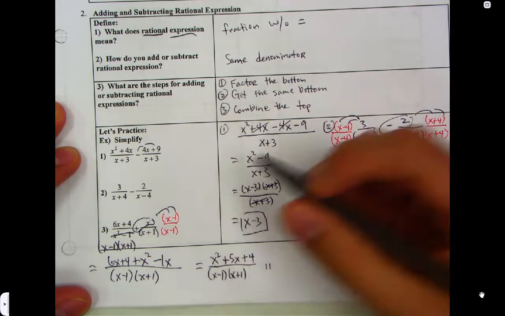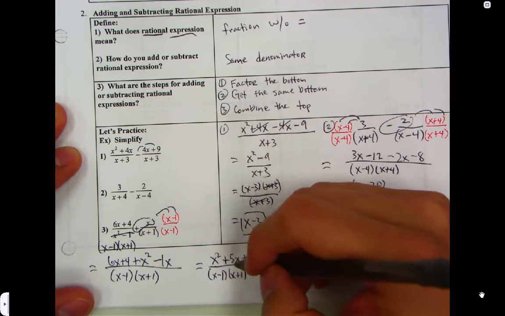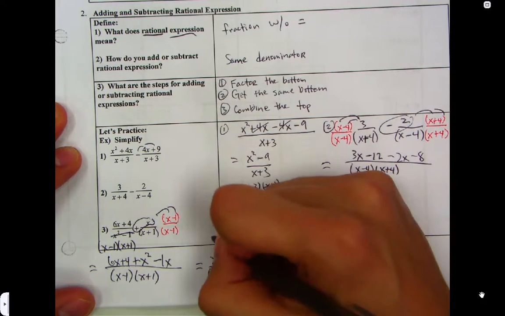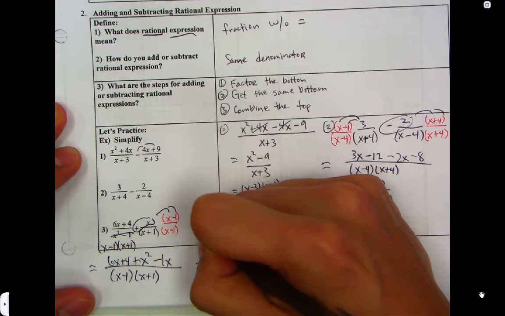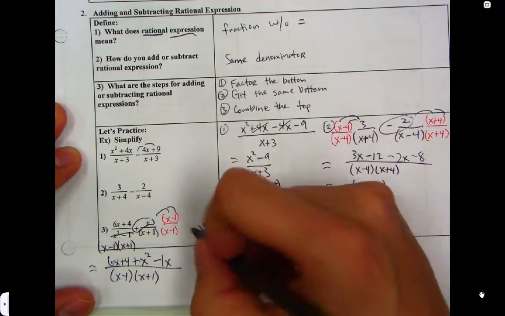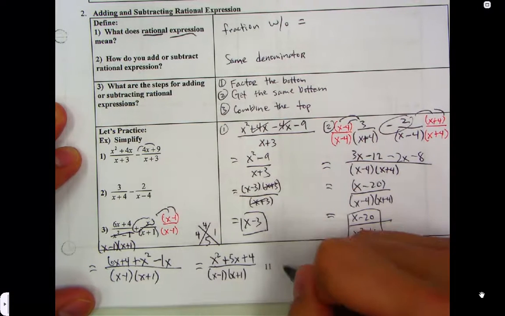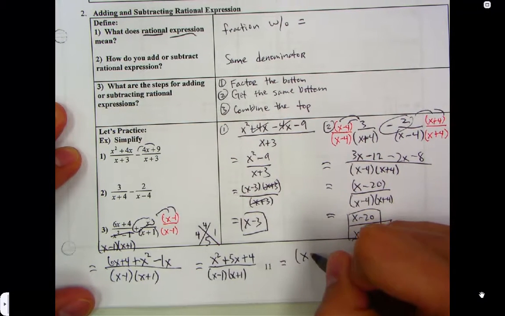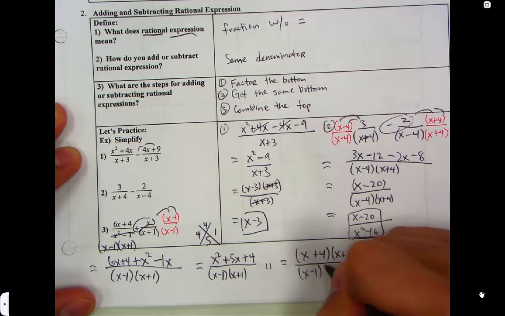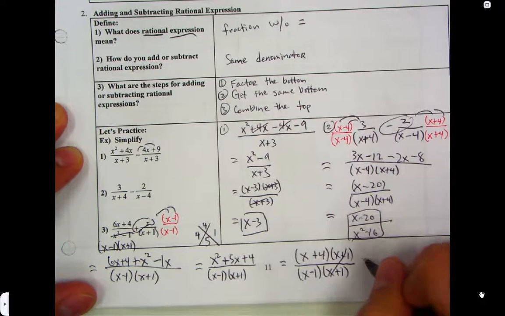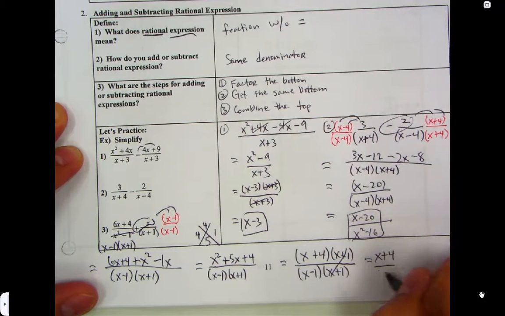This is a rational expression, so I'm going to factor the top, see if anything cancels out. What multiplies to 4 and gives you 5? 4 and 1. So this turns into x plus 4 and x plus 1 all over x minus 1 times x plus 1. X plus 1's cancel, so our answer is x plus 4 over x minus 1.